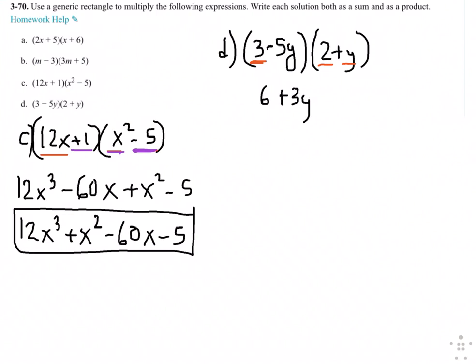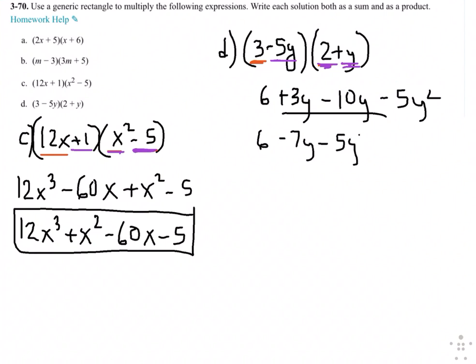Then we go to the negative 5y times 2 and then times y. So negative 5y times 2 is negative 10y. Negative 5y times y is negative 5y squared. And we have like terms, so we get 6 plus 3 minus 10 is minus 7y minus 5y squared. We could leave it like that. We could rearrange it to get the y squared first, but either way is fine.